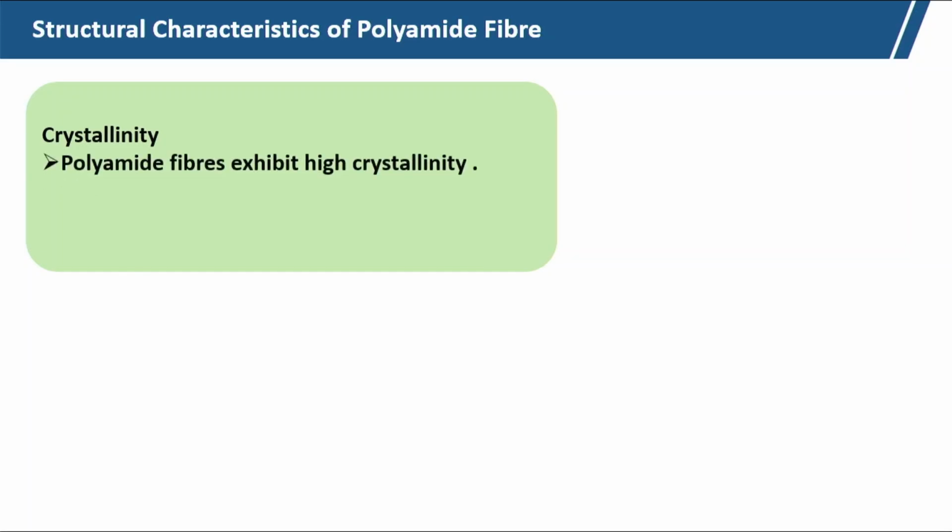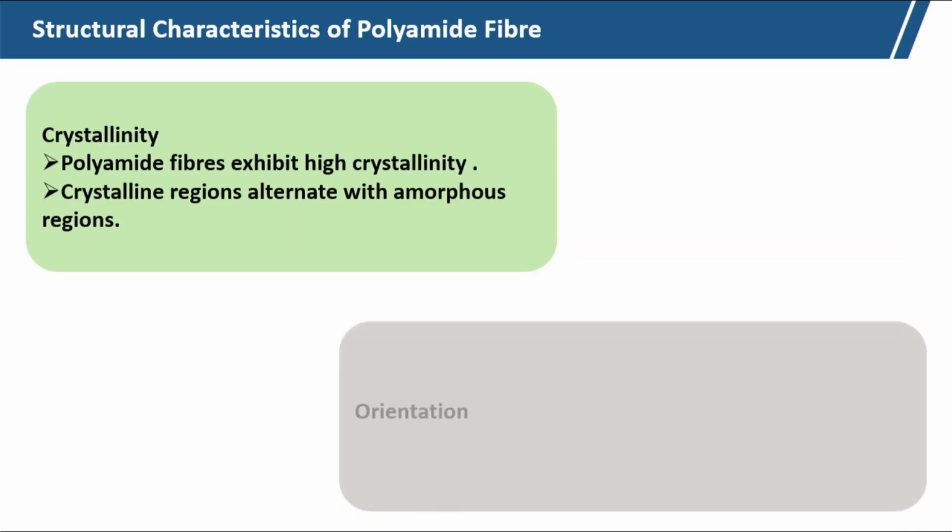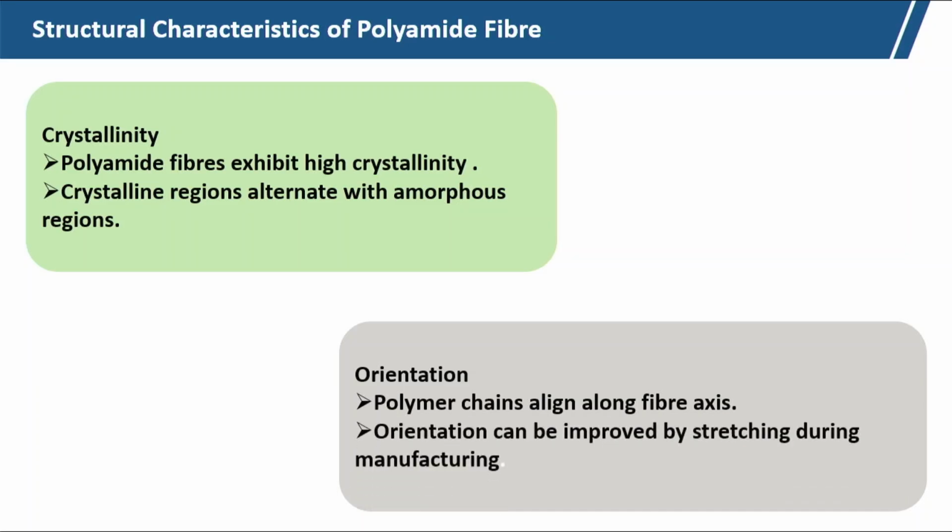The structural characteristics of polyamide fibers: crystallinity, polyamide fibers exhibit high crystallinity. The crystalline regions alternate with the amorphous regions. Orientation: polymer chains align along the fiber axis, they are oriented. Orientation can be improved by stretching during manufacturing. So, if we increase the orientation, the strength will increase and it will be a high strength polyamide fiber.